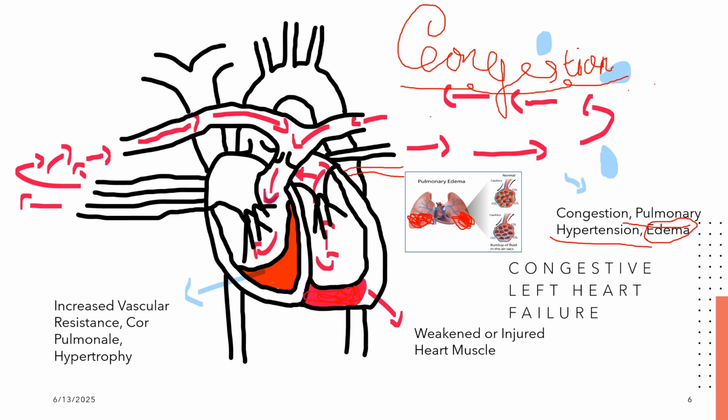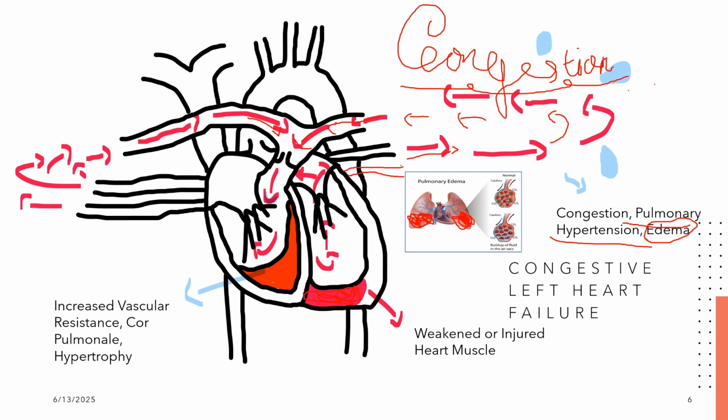Basically, the blood starts to go back because of the congestion, and now it's backing up all the way into the pulmonary arteries and eventually into the right ventricle. This results in increased vascular resistance, which basically is increased blood pressure in the pulmonary arteries, and your right ventricle has to generate such force that the pressure exceeds that of the pulmonary arteries.